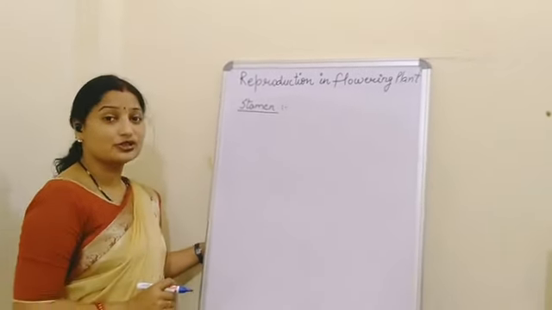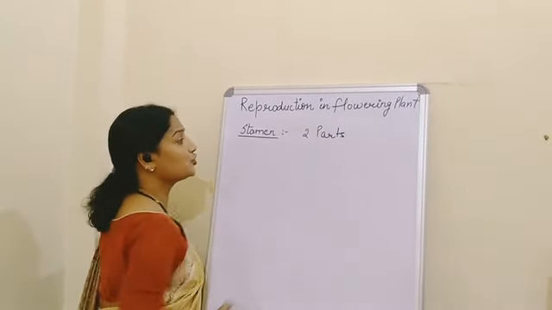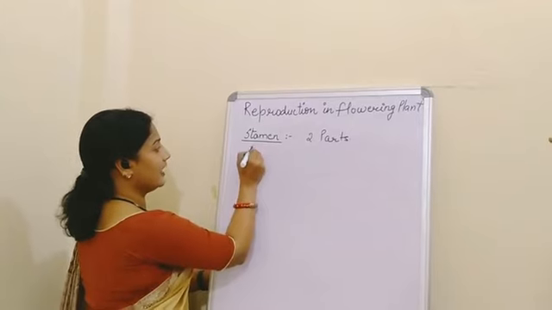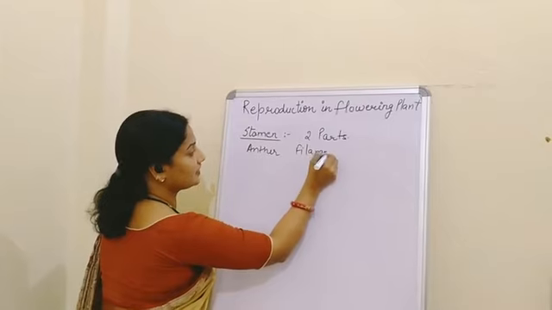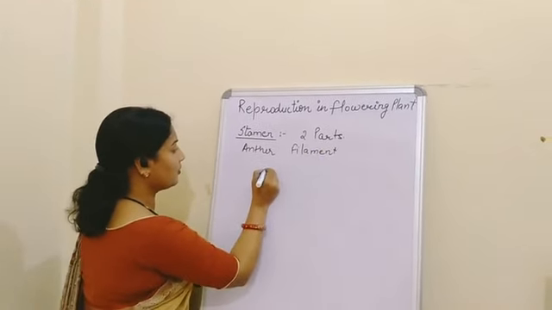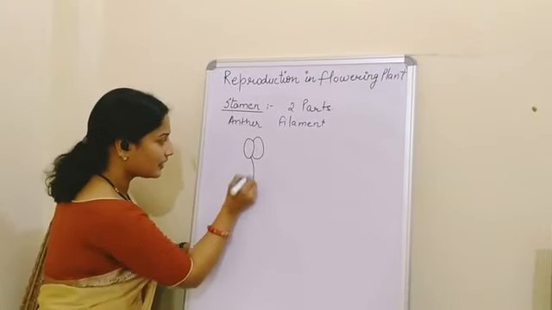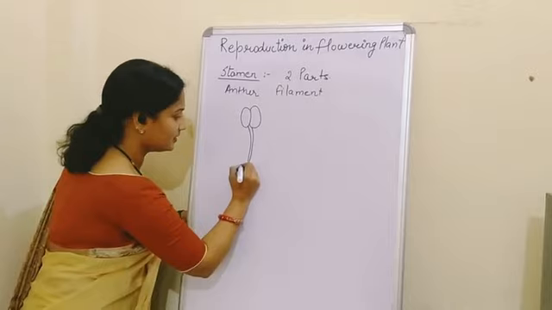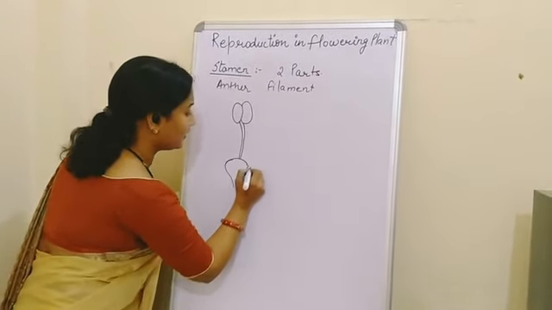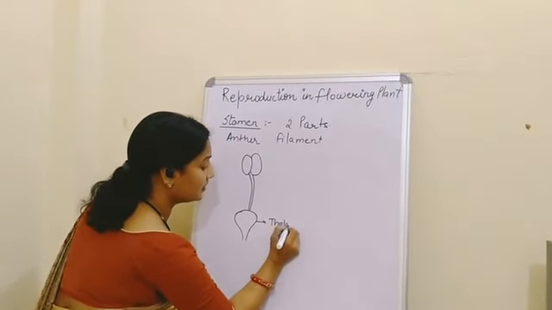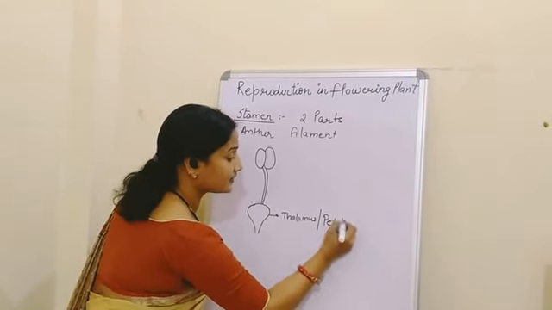Every stamen consists of two parts. We can write down: it consists of two parts. One is anther and then filament. Okay. Now suppose this is anther and this is filament. It is either connected with the receptacle, that is thalamus, or it can also be connected to the petals.